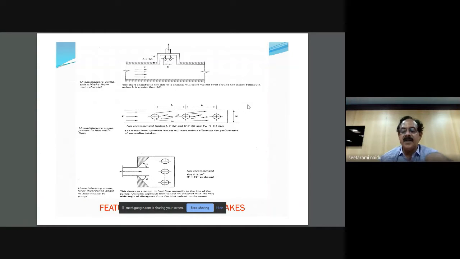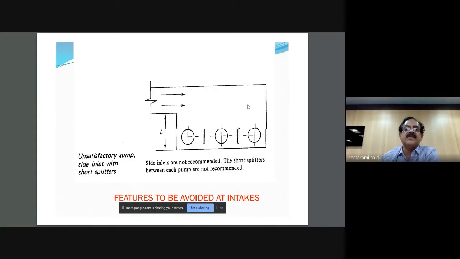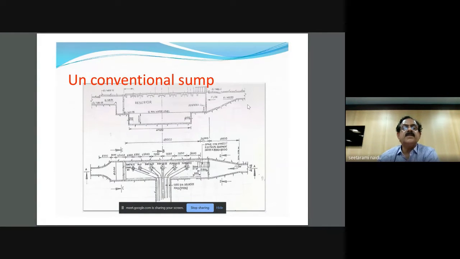But there are people who have put pumps in this arrangement and face difficulties. Side entry is not allowed. The direction is this, with water entry from the top here.